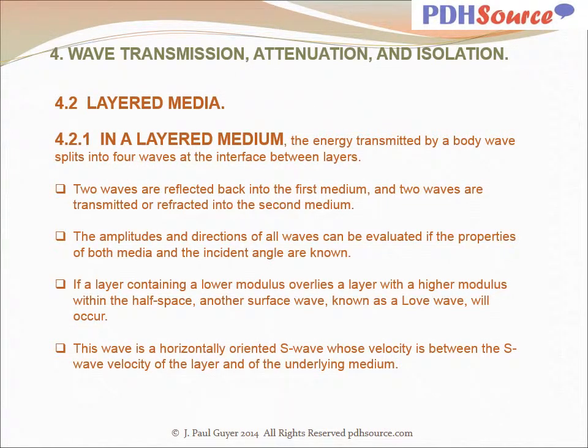In a layered medium, the energy transmitted by a body wave splits into 4 waves at the interface between layers. 2 waves are reflected back into the first medium and 2 waves are transmitted or refracted into the second medium. The amplitudes and directions of all waves can be evaluated if the properties of both media and the incident angle are known. If a layer containing a lower modulus overlies a layer with a higher modulus within the half space, another surface wave known as a Love wave will occur. This wave is a horizontally oriented S wave, whose velocity is between the S wave velocity of the layer and of the underlying medium.